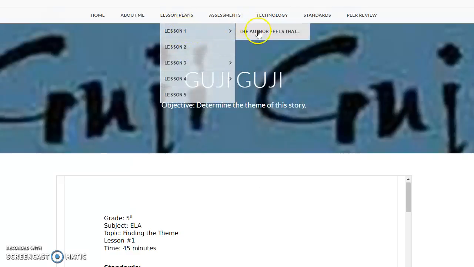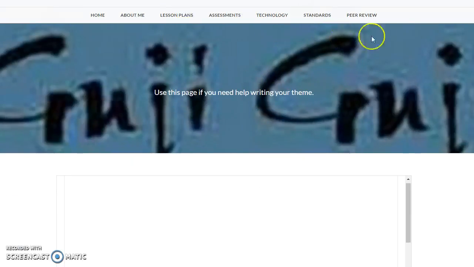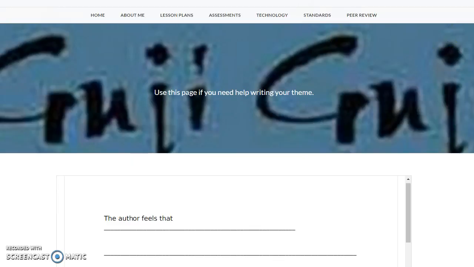And with this, there is just a little piece here on a scaffolding that I might use for students who are having a hard time outright stating a theme. They would start by saying the author feels that and explain what the author feels about a topic. And eventually, they would lose the scaffolding and they would no longer say the author feels that. They would just state the theme of the story is.